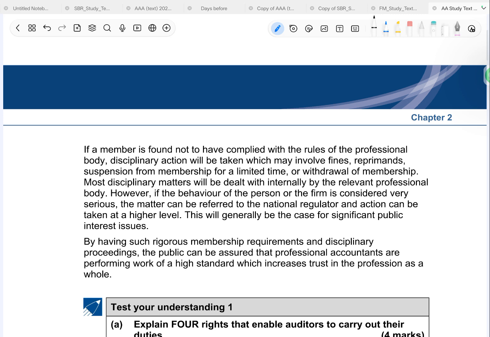The reason this disciplinary system exists is actually very important. By having strict entry requirements, continuous monitoring, and strong disciplinary procedures, professional bodies can help ensure that accountants maintain high professional standards, and ultimately this helps achieve one key objective: maintaining public trust in the profession. Because when investors, businesses, and the public know that accountants are properly regulated and held accountable, they are more confident in the reliability of the financial information.